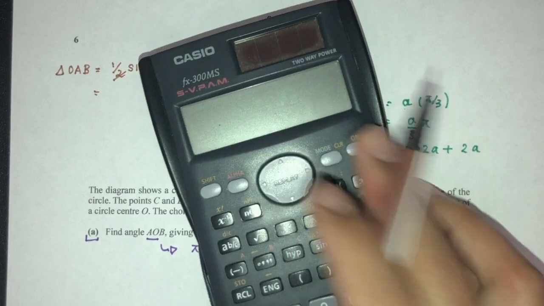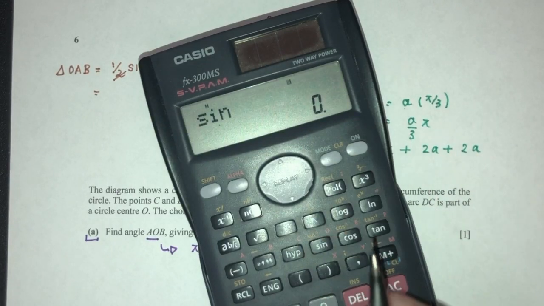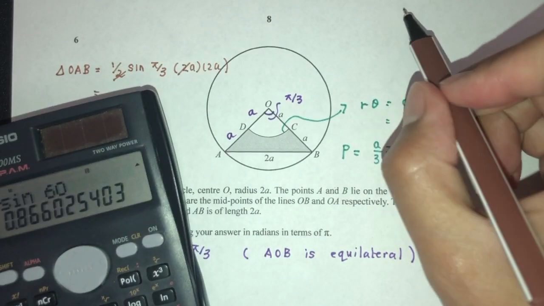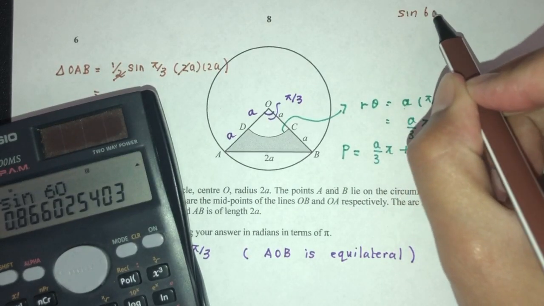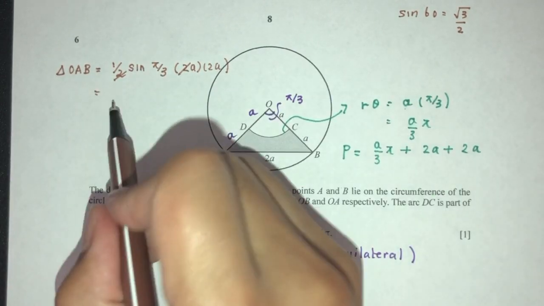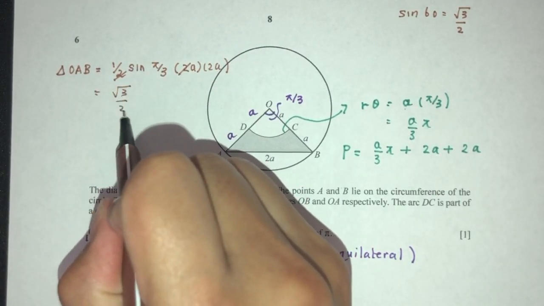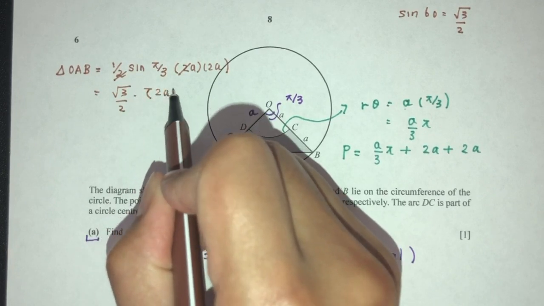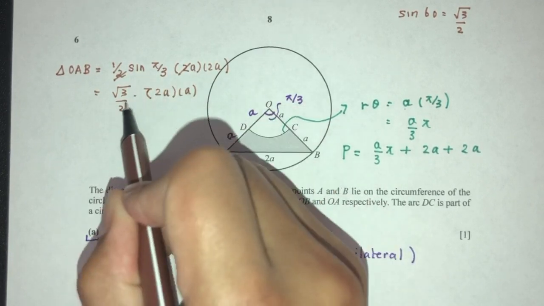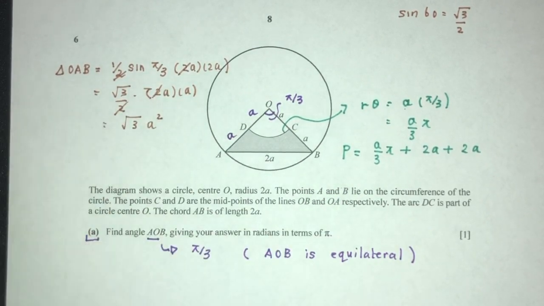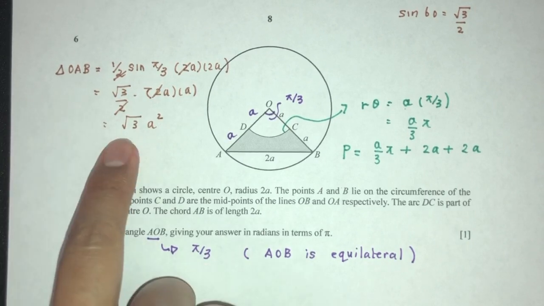What is sine of 60 degrees? We know this value is exact, so sine of 60 will actually be root 3 over 2. You have root 3 over 2 times 2a, and here we have a as well. This will go away and you'll have root 3 a squared. So the area of the triangle is root 3 a squared.